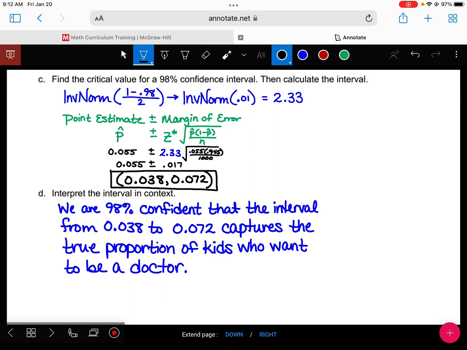If we were to repeat sampling over and over, many, many samples, and we were to calculate a 98% confidence interval for each one of those samples, for each of those point estimates, about 98% of those confidence intervals would capture the true proportion. This is not a probability that we're talking about here. I just want to make sure that we're really clear. We're not talking about chances. We're not talking about probabilities. We're saying that if we were to repeat this over and over again, about 98% of our intervals would capture whatever that true proportion is. And we're using this to try to estimate the true proportion. Does that make sense?